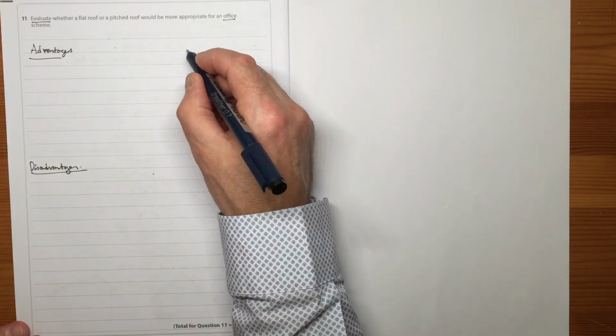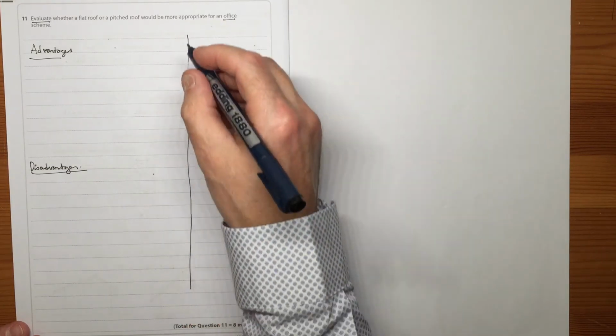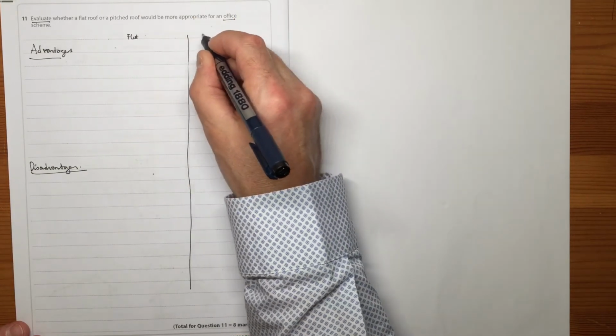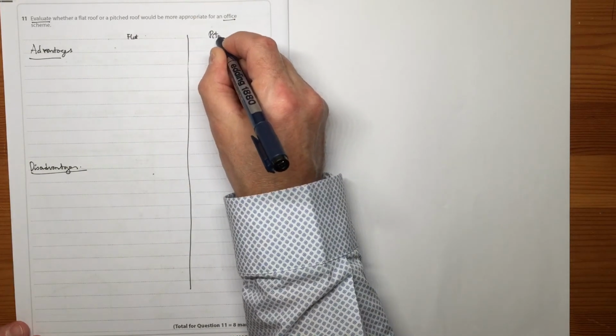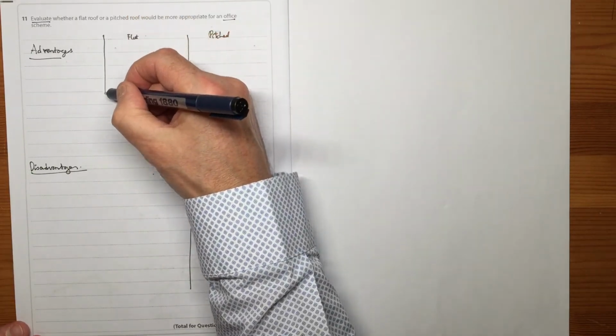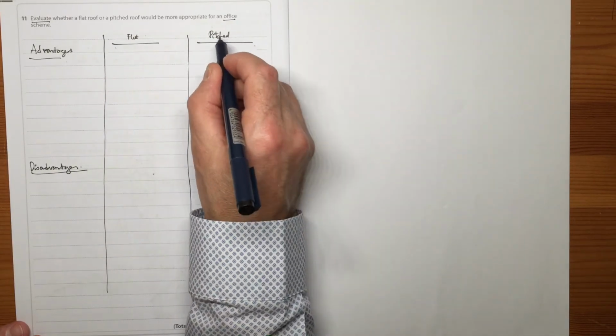And I suppose the only way to do it is to have down here, and you can lay it out any way you like. This could be the flat roof side. This could be pitched. I could have given myself a bit more room there, but okay. Flat roof, pitched roof.